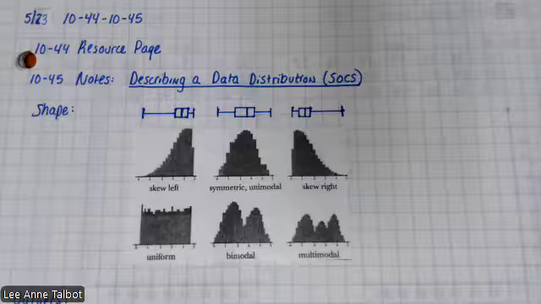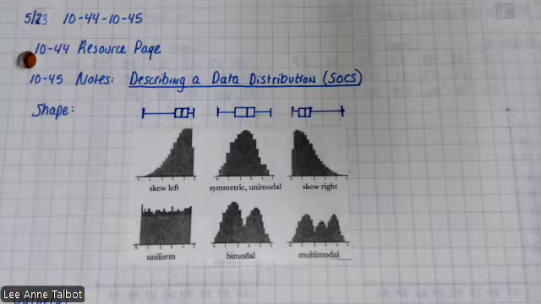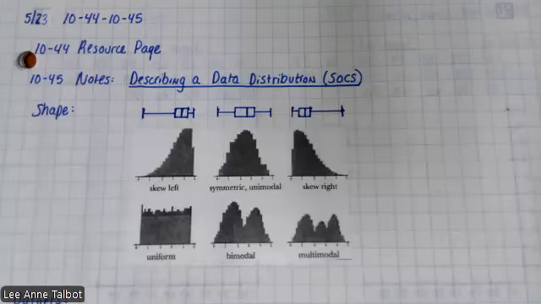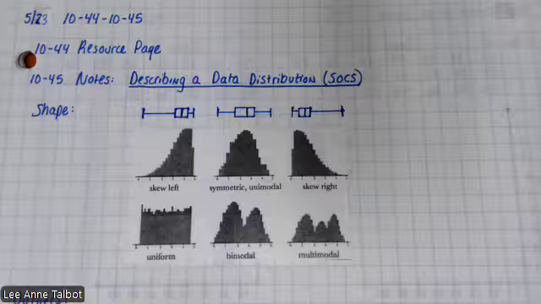There are four things that you need to state when you describe a data distribution or data set of numbers. Distribution just means set of numbers. And I gave you a little acronym up there to help you remember. It's called SOCS with no K. SOCS. Shape, outliers, center, spread. So we're going to talk about all four of those things in our lesson today.